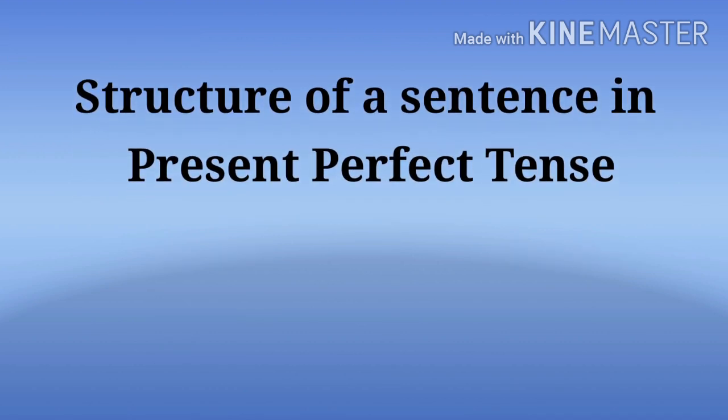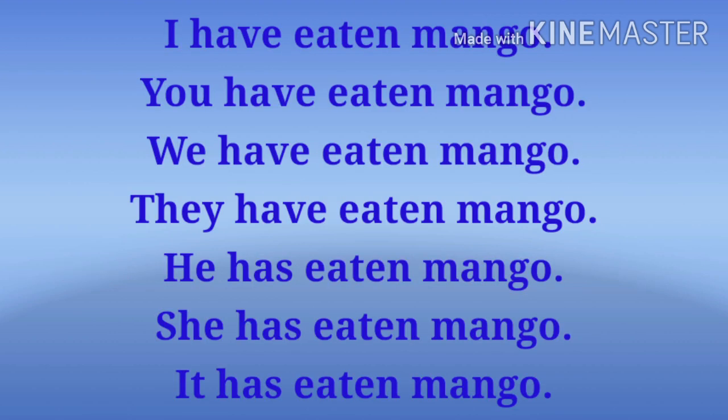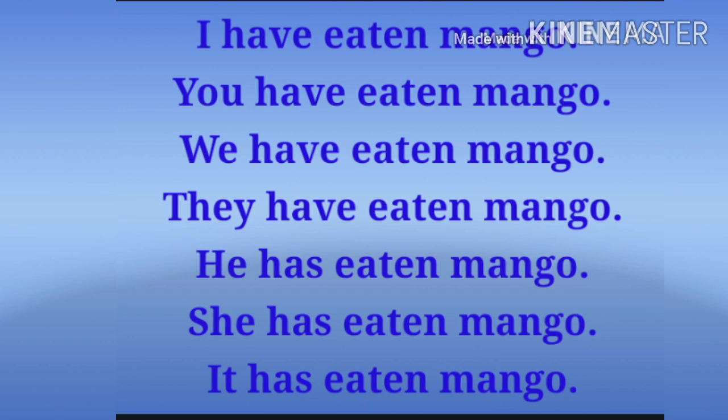Now, let us look at the structure of a sentence in present perfect tense. Subject plus have or has plus past participle form of a verb plus object. Example, I have eaten mango. You have eaten mango. We have eaten mango. They have eaten mango. He has eaten mango. She has eaten mango. It has eaten mango. Here, have and has are used according to the subject of the sentence, and the verb is in past participle form. That is, the past participle form of eat is eaten.